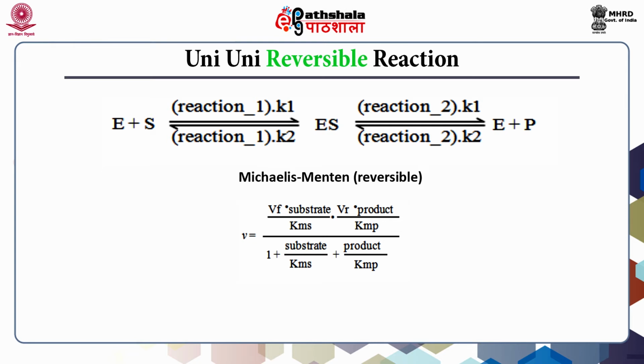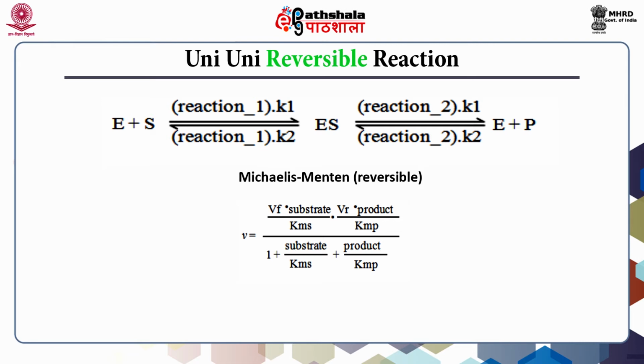Then Vr is the maximum rate of the reaction in the reverse direction for the formation of the substrate, sometimes represented as Vmax R in biochemical literature. Kms is the Michaelis-Menten rate constant for the substrate, represented as Km for substrate in the biochemical literature. And Kmp is the Michaelis-Menten rate constant Km for the product. Substrate is the molar concentration of the substrate, and product is the molar concentration of the product.